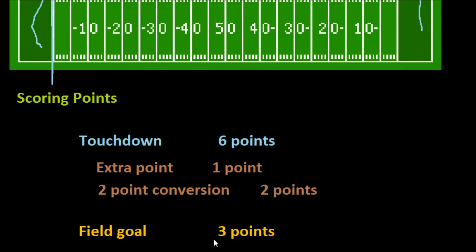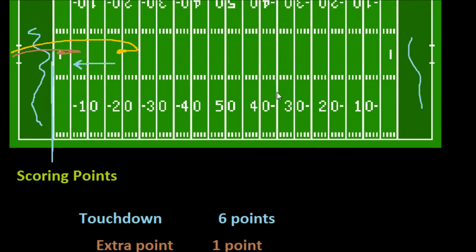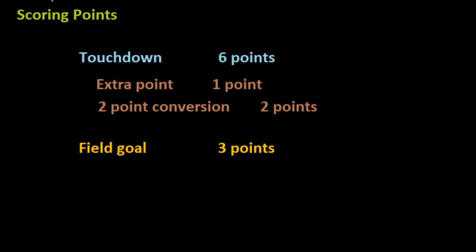Your team gets 3 points, although there's no extra point or 2-point conversion after a field goal. Those are only after the touchdown. So if the field goal is good, your team gets 3 points. If you miss it, though, then the other team would get the ball starting on the 20-yard line, and then they would go in the opposite direction, try to score a touchdown on the other end. So there is some risk involved there.